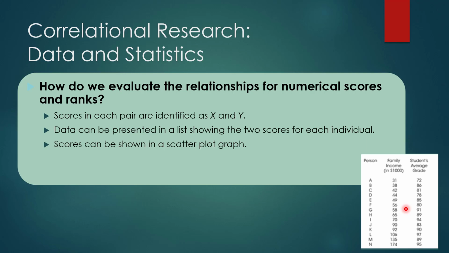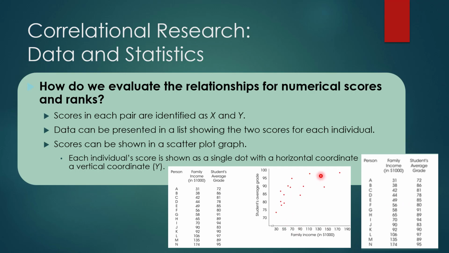So these scores can also be shown in what's called a scatter plot. So here's a scatter plot. Here are those same scores. As you can see, each individual score is shown as a single dot. So for this individual, family income in thousands of dollars was 31, and their grade was 72. So this dot right here represents that individual.